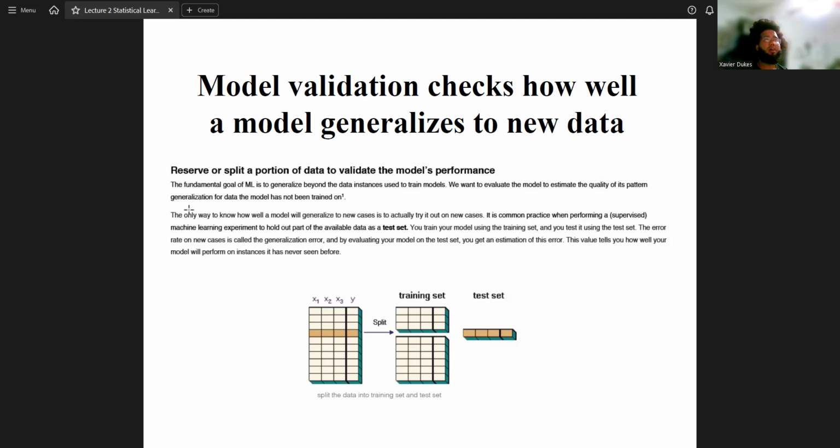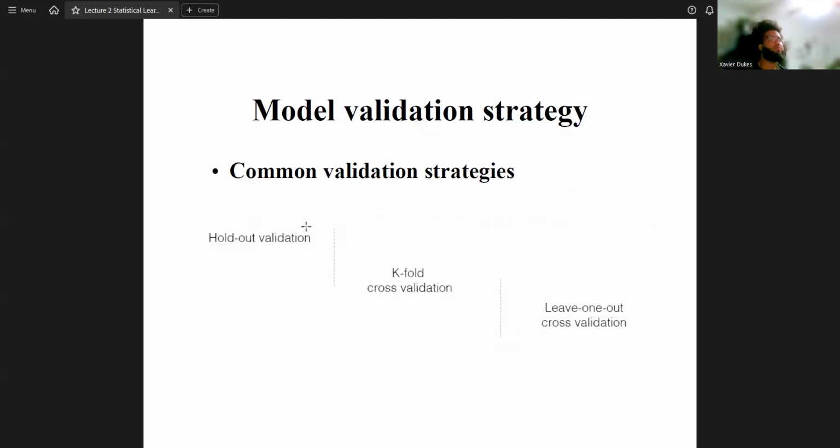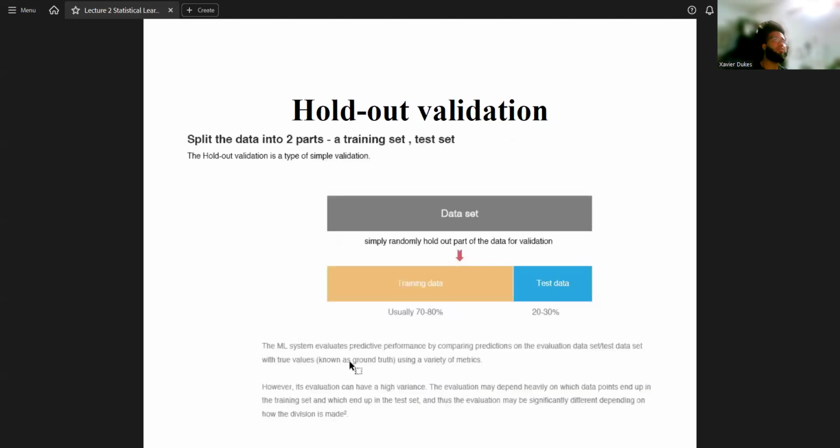We want to evaluate the model to estimate the quality of its pattern of generalization. The only way to know how well the model will generalize is to test it on new cases. It's common practice when performing supervised learning to hold part of the available data set as a test set. There are different validation strategies that we can use. We have holdout validation, k-fold cross-validation, and leave-one-out cross-validation.